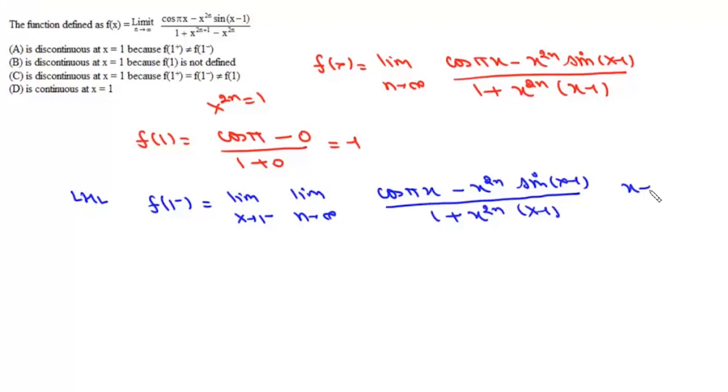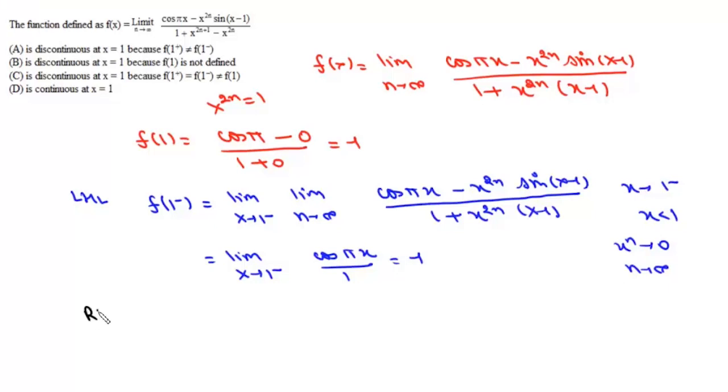Now x tends to 1 negative means value of x is less than 1, and if x is less than 1, then x to the power n is 0 as n tends to infinite. So in this case it will be this limit x tends to 1 negative, and it will be cos pi x, x to the power n part will be 0 upon 1, and value of cos pi is minus 1. So for this function, left hand limit is minus 1. Now we will find its right hand limit.